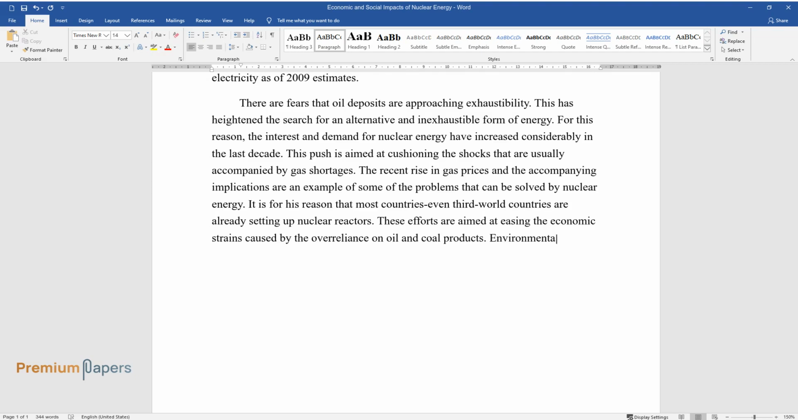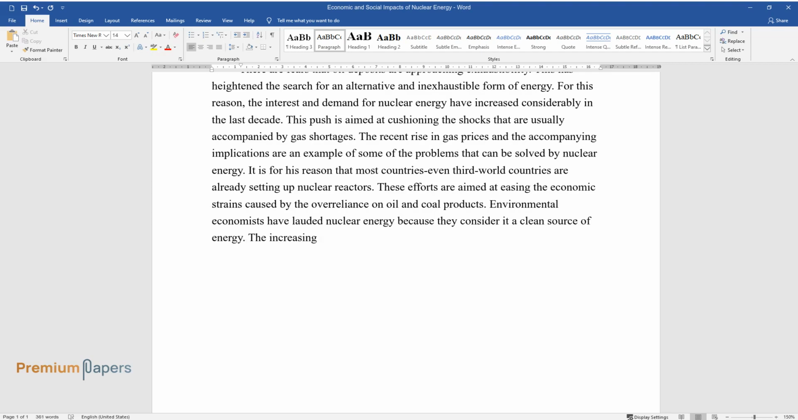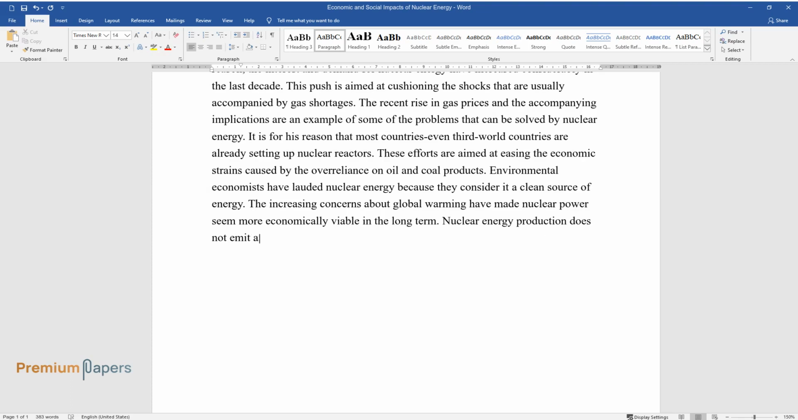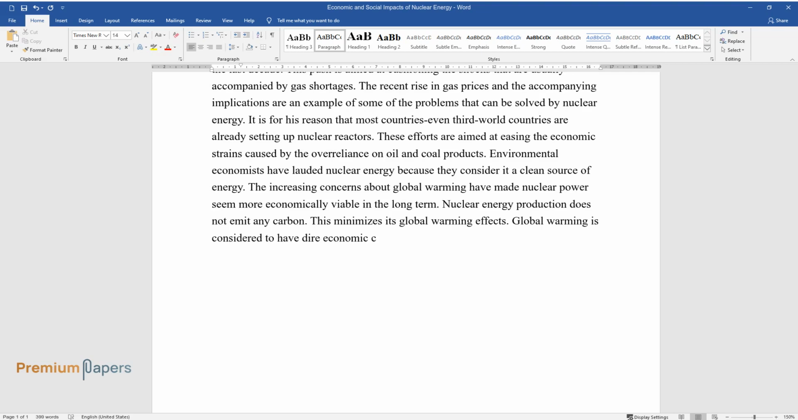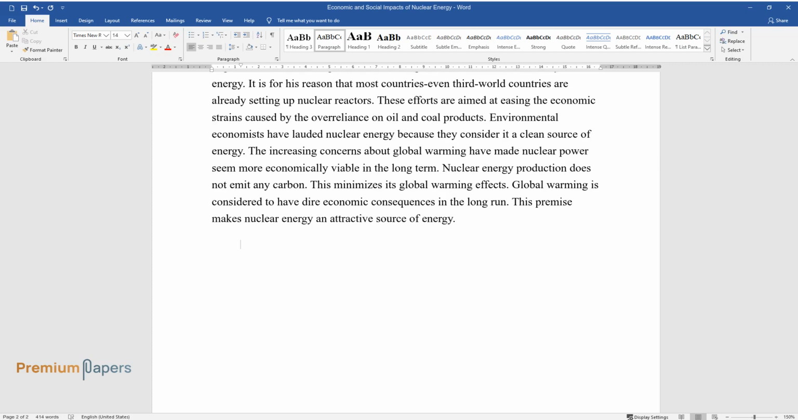Environmental economists have lauded nuclear energy because they consider it a clean source of energy. The increasing concerns about global warming have made nuclear power seem more economically viable in the long term. Nuclear energy production does not emit any carbon. This minimizes its global warming effects. Global warming is considered to have dire economic consequences in the long run. This premise makes nuclear energy an attractive source of energy.